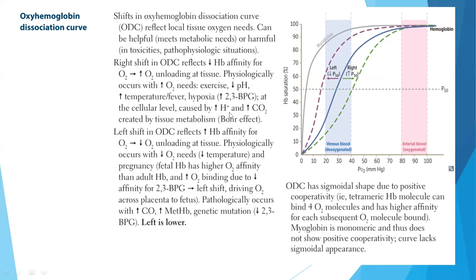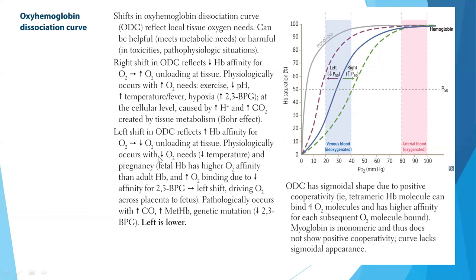It is caused by an increase in the H plus and an increase in the CO2 created by tissue metabolism, or you can also call that the Bohr effect. So the left shift in the oxygen hemoglobin dissociation curve reflects that there is an increase in the hemoglobin affinity, which means that the oxygen will not be delivered towards the tissue.